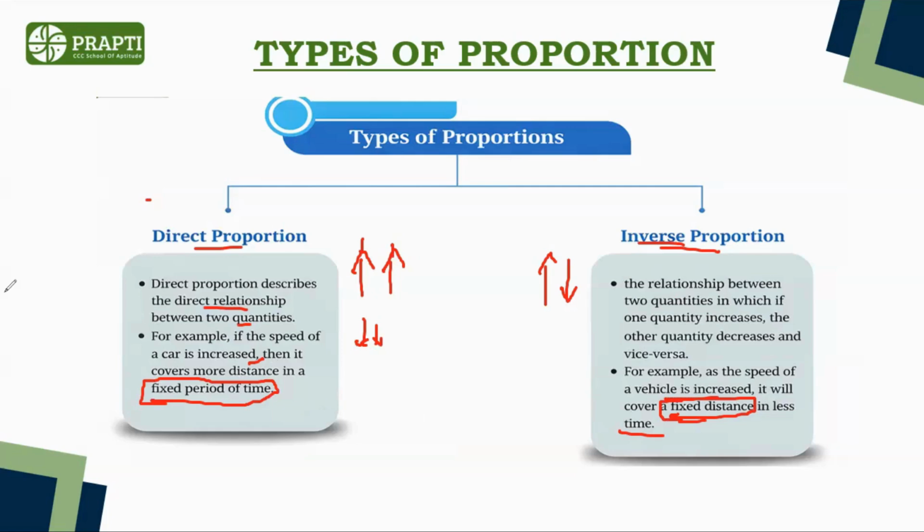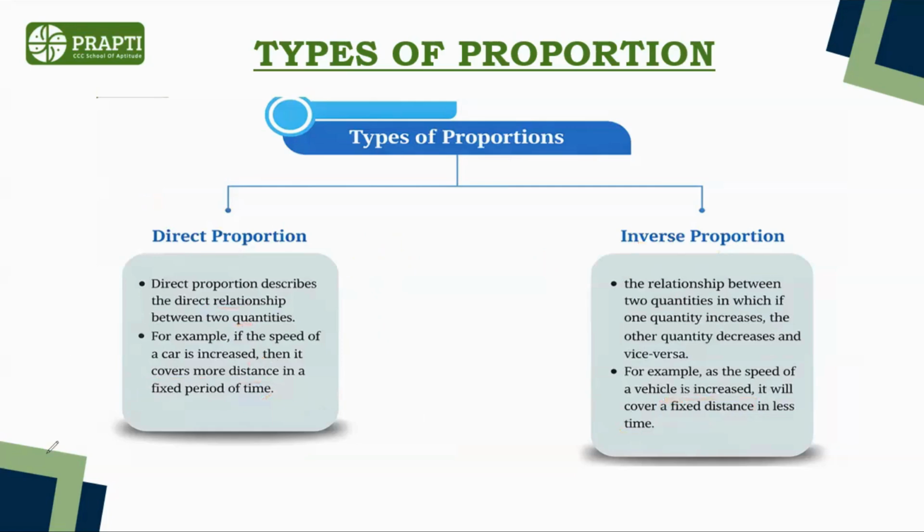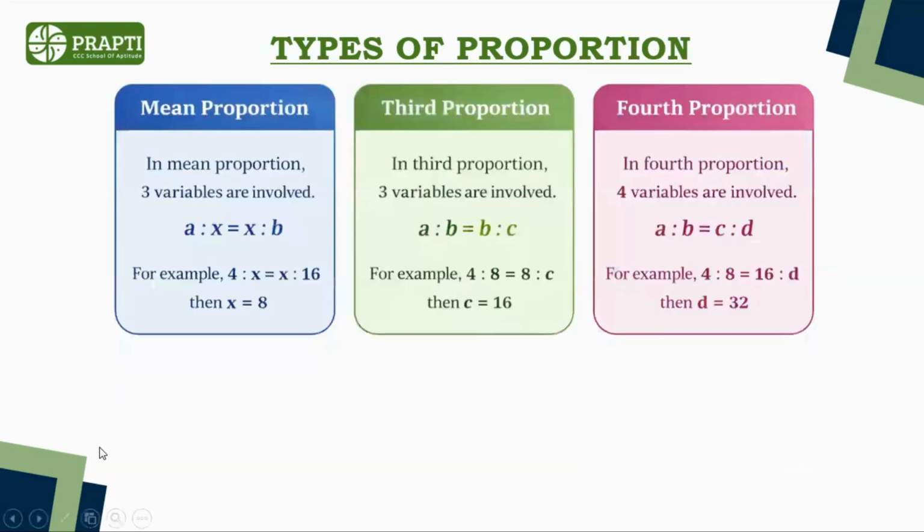What are the other proportions we'll come across? Let us see that as well. Those are very important: mean proportion, third proportion, and fourth proportion. So coming to mean proportion, here we have two definite variables with a constant variable. So in total, three variables are involved.